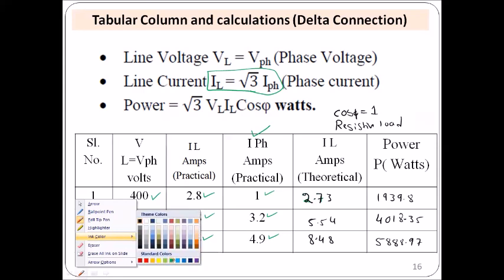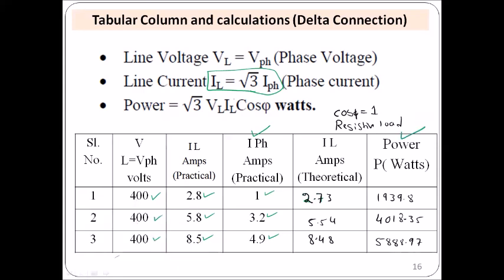Okay, so the calculations in the last column of this table, that is P, have been obtained by using the formula P is equal to root 3 VL IL cos phi. VL stands for the first column, IL stands for this column, and cos phi is equal to 1. Okay, so that's what has been tabulated.